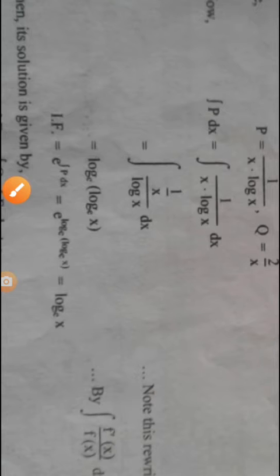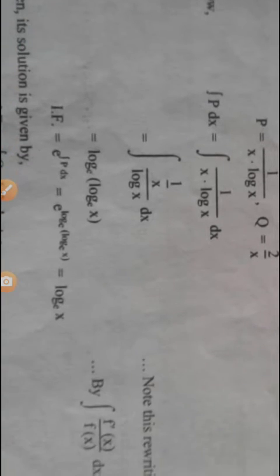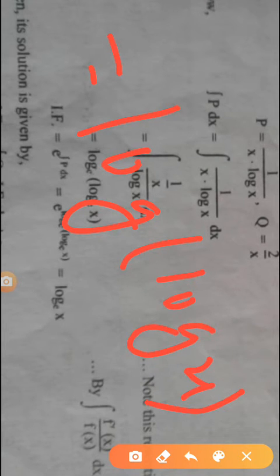Integration p dx is equal to, the given equation becomes integration 1 by t into dt, and their integration is log t, and finally put the value of t, that is log x. Therefore integrating factor is equal to log t, at the place of t put log x, therefore integrating factor becomes log of log x.